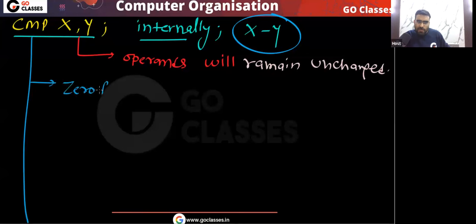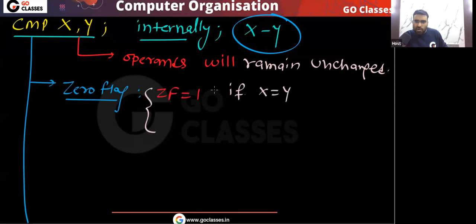The zero flag will be affected. How? The zero flag will be set if X minus Y is 0, that means X is equal to Y. If the result of X minus Y is 0, then the zero flag will be set. Otherwise, if X is not equal to Y, the zero flag will not be set. We have already seen this in the previous lectures.